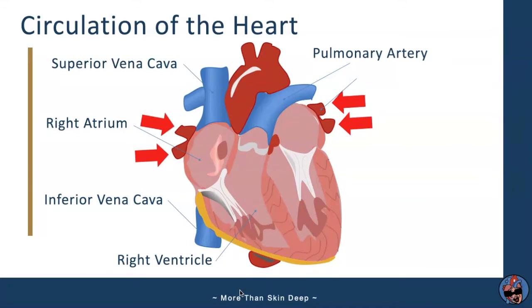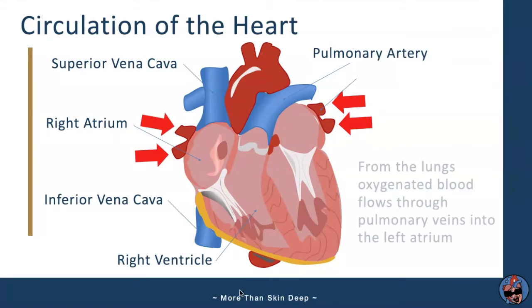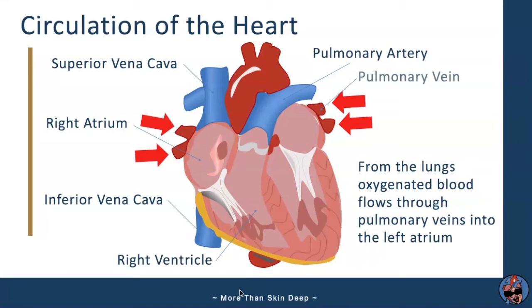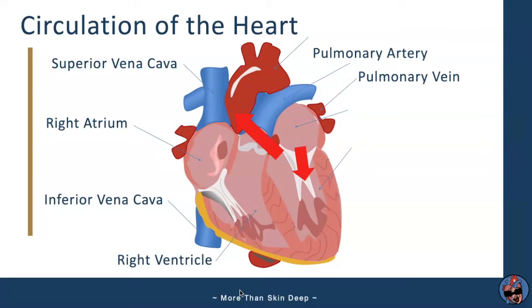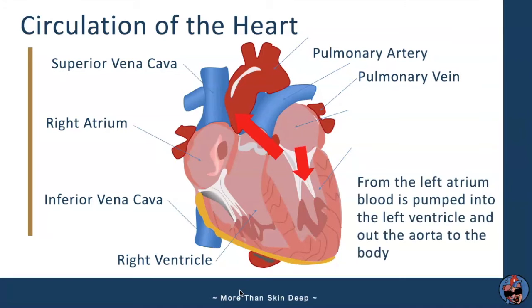Oxygenated blood then flows from the lungs through the 4 pulmonary veins into the left atrium. Blood then flows from the left atrium into the left ventricle and out the aorta to the body.